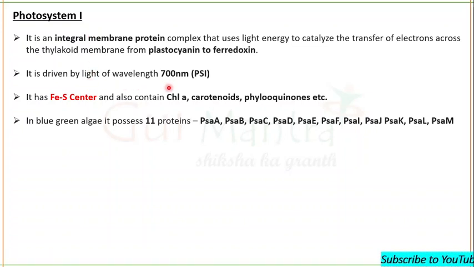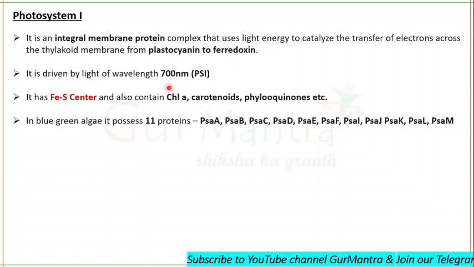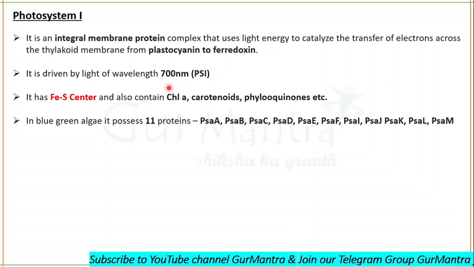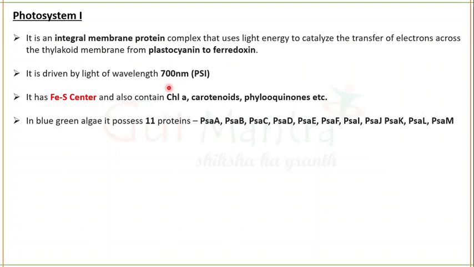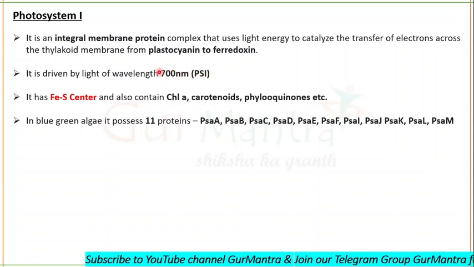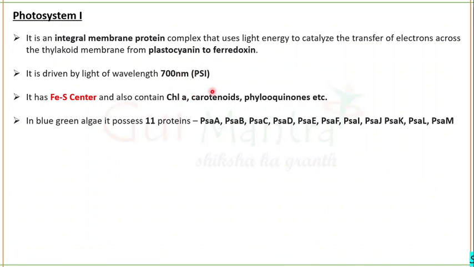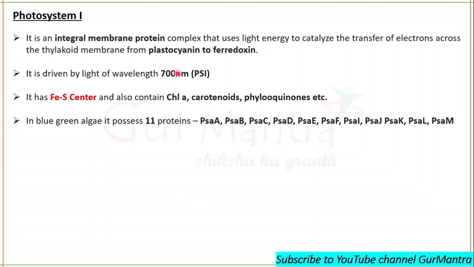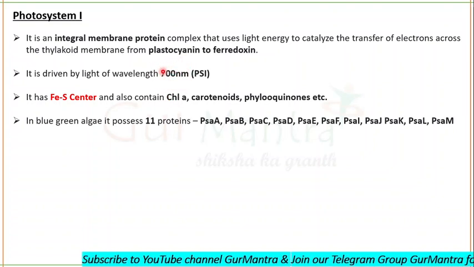So we call the chlorophyll A, which represents the core reaction center of photosystem 1, as P700, and P represents the pigment. Photosystem 1 has its reaction center pigment, which absorbs the light at 700 nanometer wavelength.